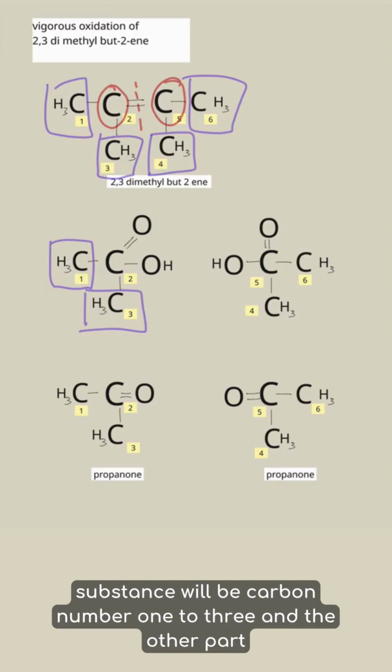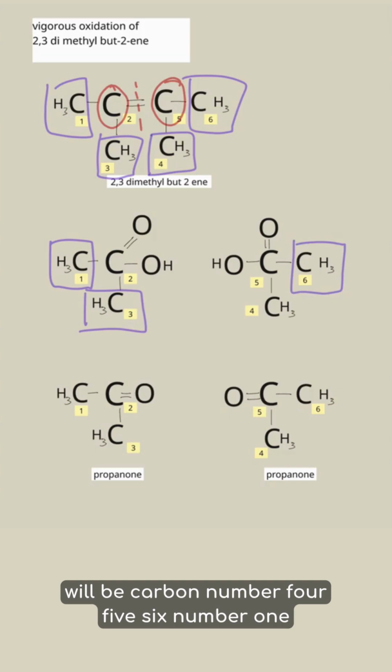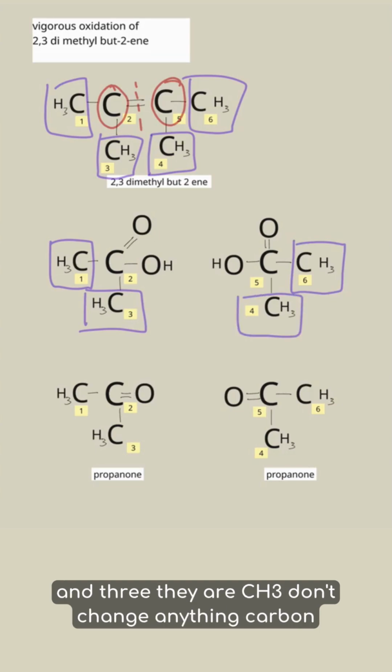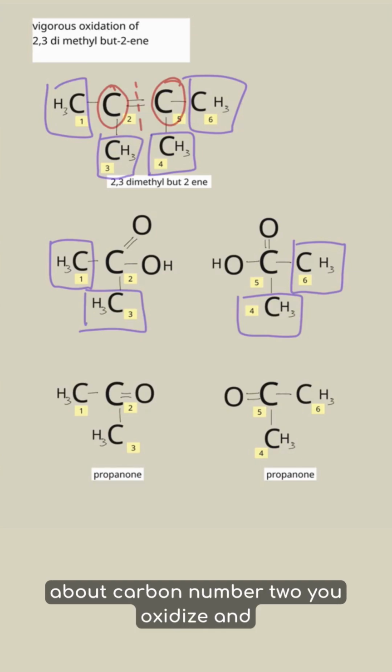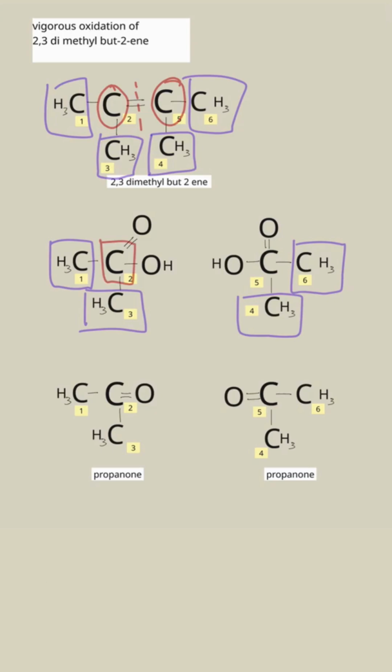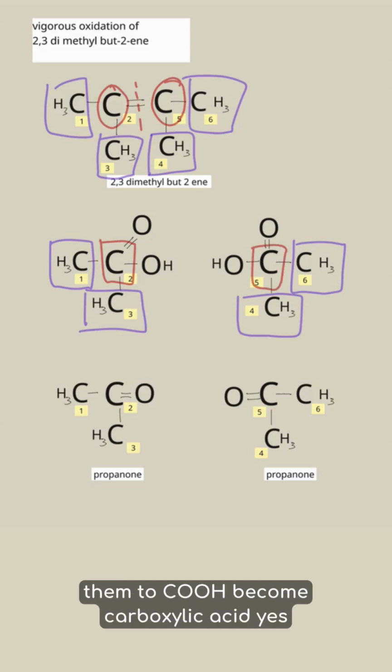One organic substance will be carbon number 1, 2, 3, and the other part will be carbon number 4, 5, 6. Number 1 and 3, they are CH3, don't change anything. Carbon number 4 and 6, also CH3, don't change anything. How about carbon number 2? You oxidize. And shall we oxidize them to COOH, become carboxylic acid?